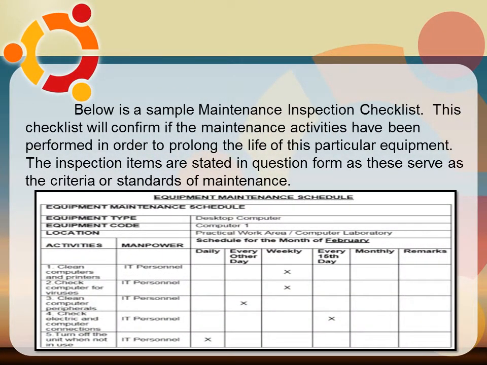So below is a sample maintenance inspection checklist. This checklist will confirm if the maintenance activities have been performed in order to prolong the life of this particular equipment. The inspection items are stated in question form as these serve as the criteria or standards of maintenance.